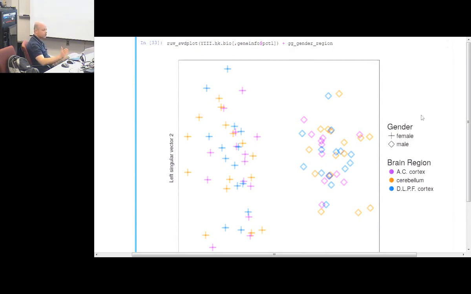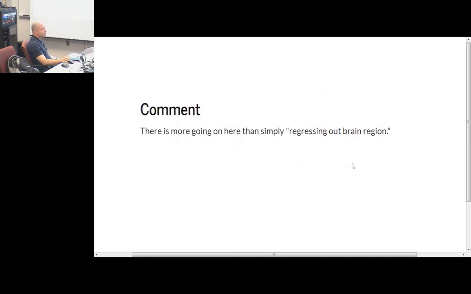Okay, so by changing my notion of replicate and by changing my notion of negative control, I have changed what implicitly I am calling wanted and unwanted variation. I now get a very different result. I want to pause and linger on this just for a second more. I want to point out that there's more going on here than simply, in some sense, regressing out brain region. I've done a little bit more than that.